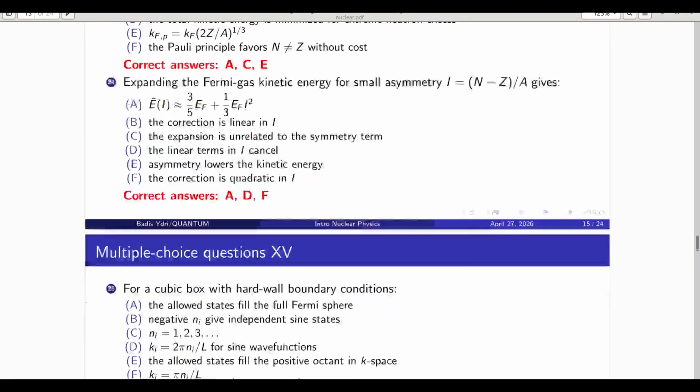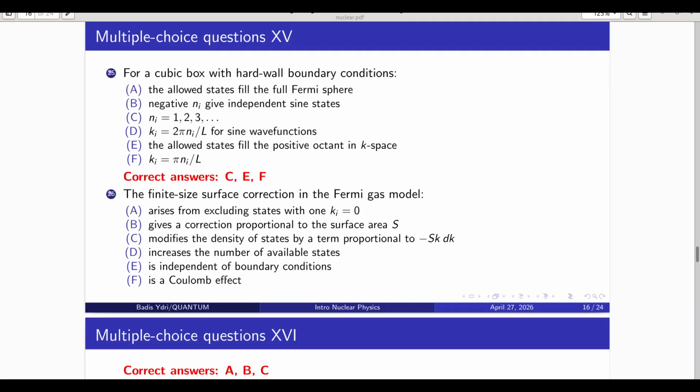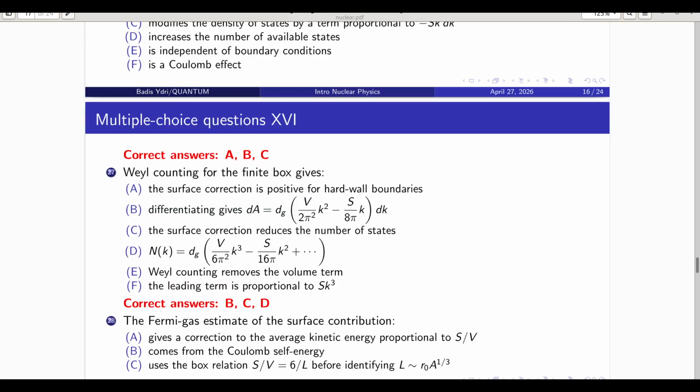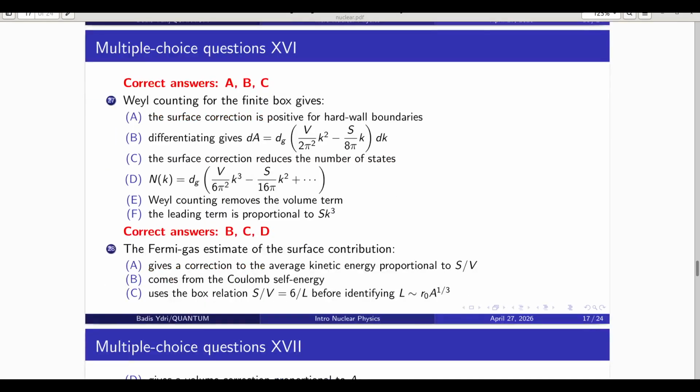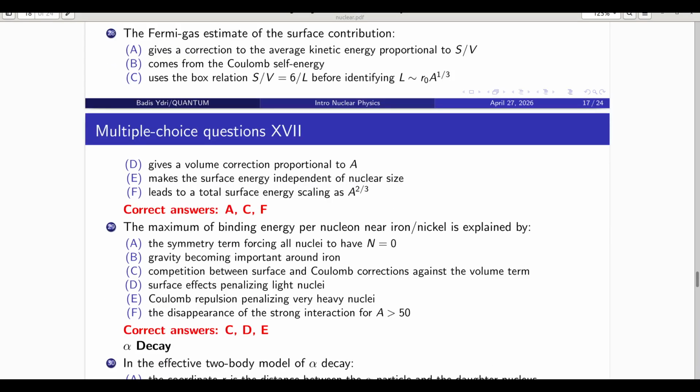Finite size effects introduce surface corrections. These corrections reduce the number of available states. Finally, the balance between volume, surface, and Coulomb terms explains a key fact. Binding energy per nucleon reaches a maximum near iron. This is why neither very light nor very heavy nuclei are the most stable.